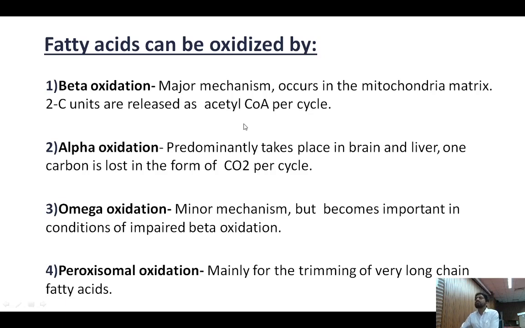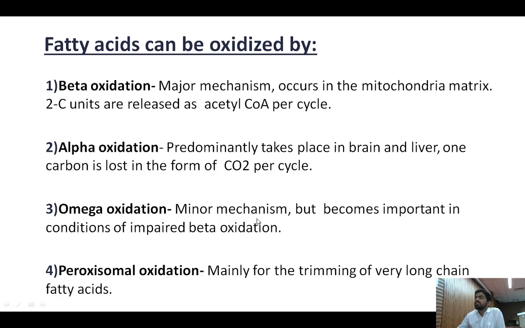In biosynthesis, acetyl coenzyme A was the main substrate required, right? That was first formed, and ultimately further reactions of fatty acid biosynthesis happened. Here in oxidation, acetyl coenzyme A will be released after one cycle, and depending on the chain length of the fatty acid, it will require many cycles for all the acetyl coenzyme A to be released. For the breaking down of fatty acid, depending on the chain length, the cycle will repeat. Alpha oxidation mainly takes place in brain and liver. Here one carbon is lost in the form of CO2 per cycle.